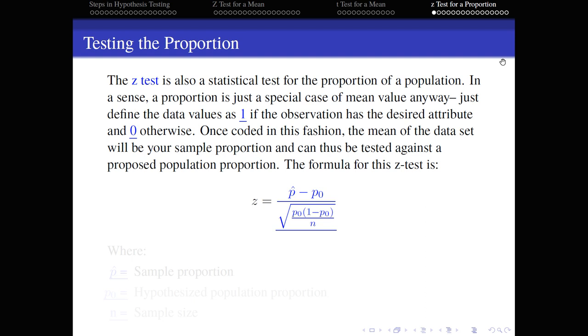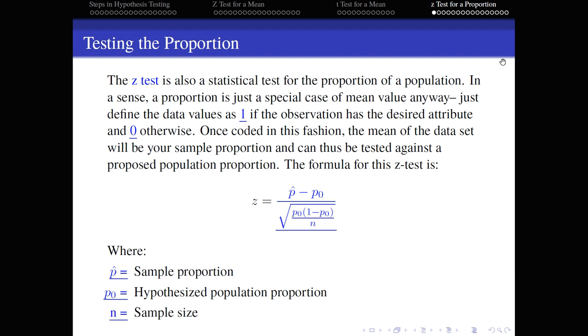So you can revisit the confidence interval section. This correlates with that. We're going to be using the same definition of p hat as the sample proportion. But now we're going to have a hypothesized population proportion that's going to be denoted p with a little zero after it, p sub 0. We're also going to have our sample size that we'll use in the standard error calculation.